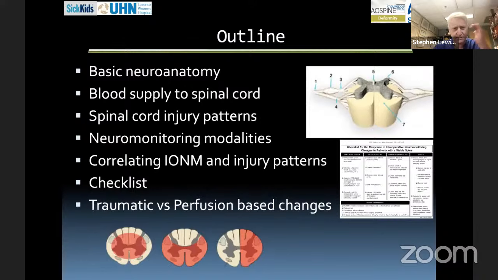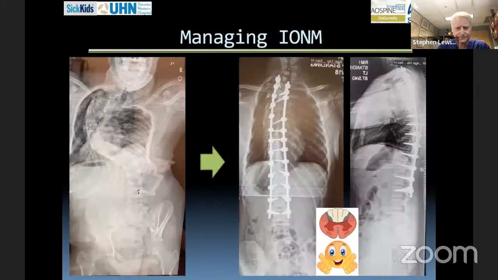I think understanding and managing the neuromonitoring issue is kind of difficult to understand, so I'm going to go over some of the principles that we use. We'll look at basic neuroanatomy and the blood supply to the cord today. We'll go over some of the injury patterns that are very common, the neuromonitoring modalities we use, and then how to correlate the modalities with the injury patterns we're seeing. There are checklists, and we'll go through what I break down into traumatic versus perfusion-based changes that we see.